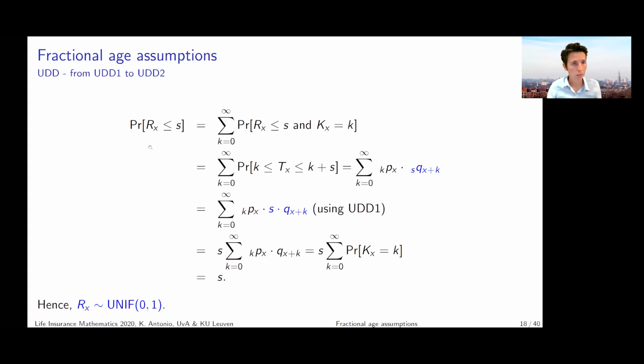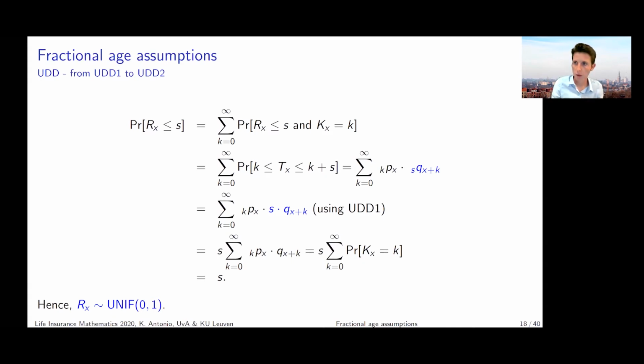So what do we see? That indeed the CDF of Rx corresponds to the CDF of a uniform distribution between 0 and 1. So we proved the fact that Rx is uniformly distributed between 0 and 1.